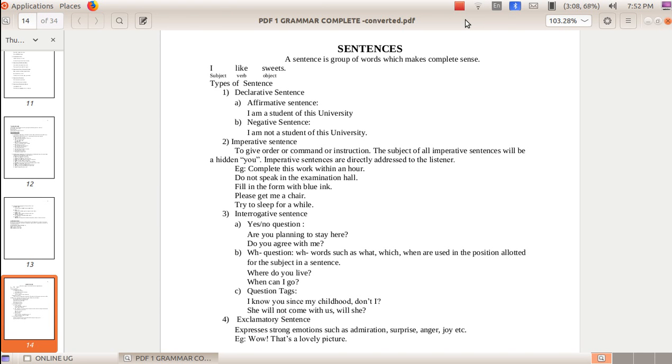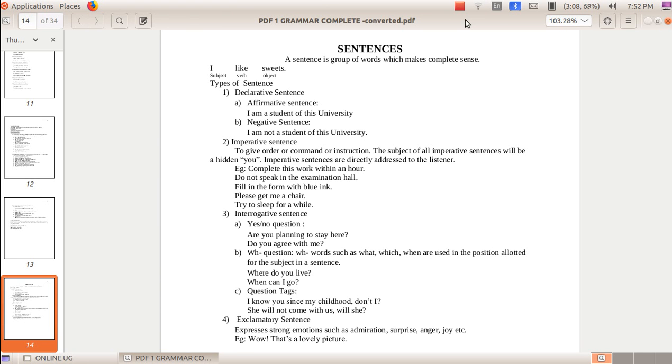Imperative sentences are directly addressed to the listener. Just see the first example: complete this work within an hour. That can be taken as an order or command. Do not speak in the examination hall. Again, that can be an instruction as well as a command. Fill in the form with the blue ink. Again, as an instruction you can take this. All these are instructions or orders. Please get me a chair. It's a request. Try to sleep for a while. It can be an instruction.